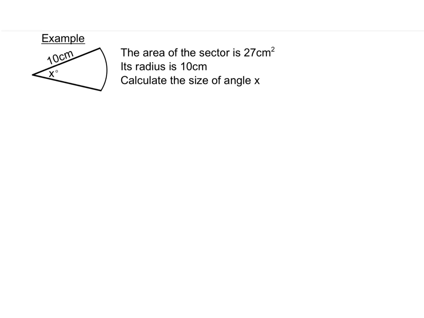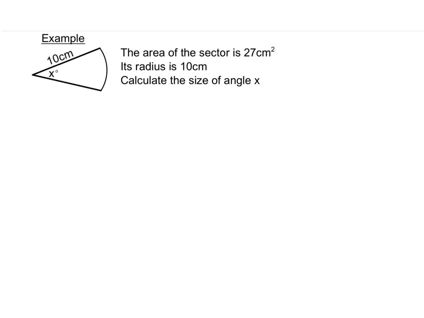It's slightly different this time because the question gives me the area of the sector is 27 square centimetres. That means inside here the area is 27 square centimetres. The radius is 10 centimetres, which is shown in the diagram, and it's asking me to calculate the size of angle x, so this angle here.